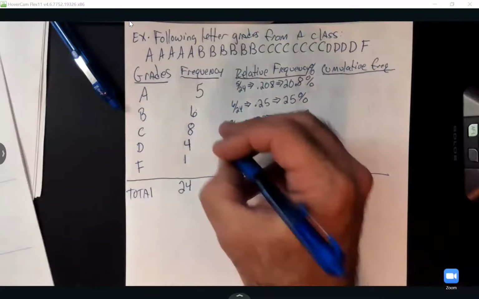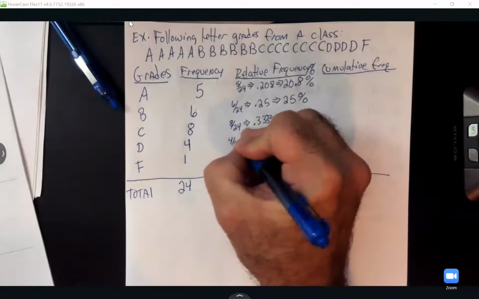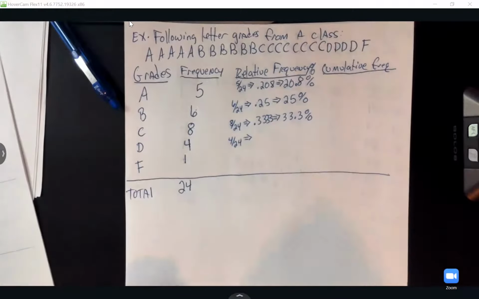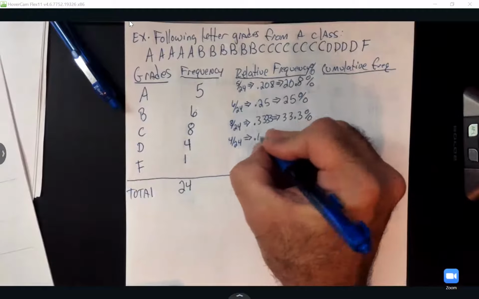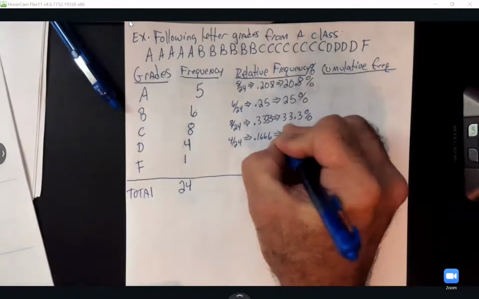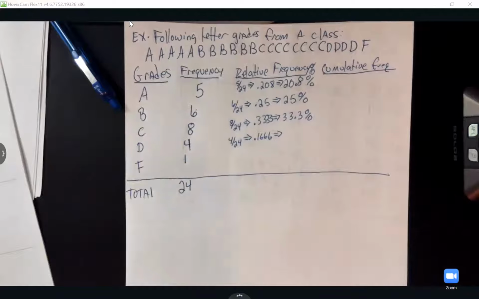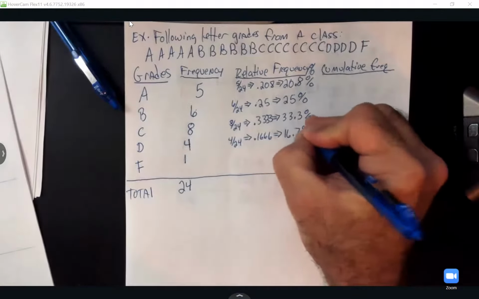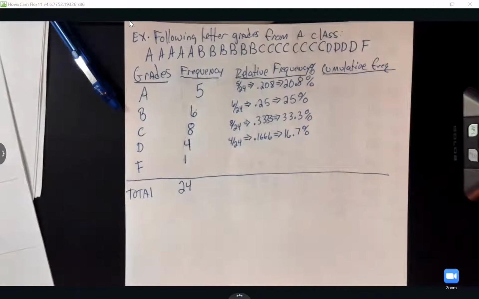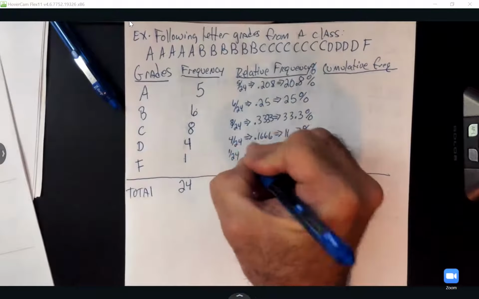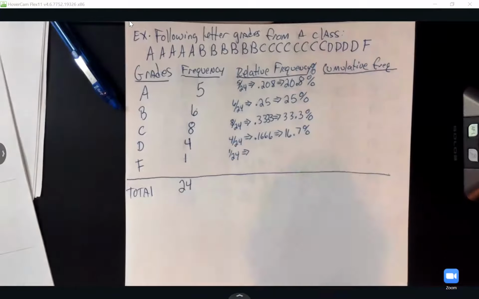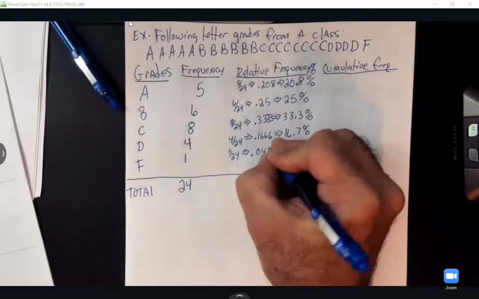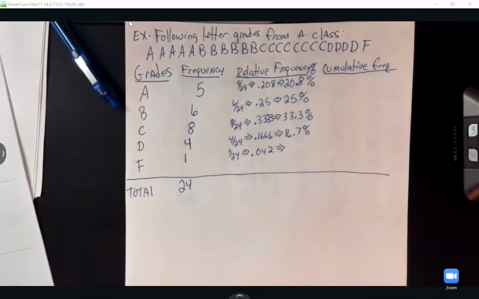All right, next was 4 divided by 24. That came out to around 0.1666. So I rounded that one to a 16.7%. And then finally we had what? 1 divided by 24. 1 divided by 24 gave me a 0.042. So I just rounded that to a 4.2%.